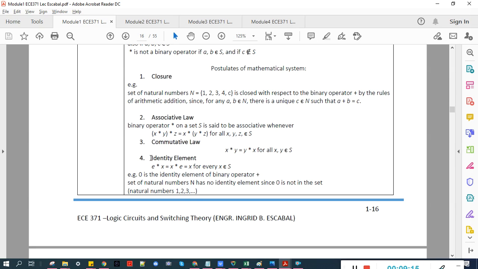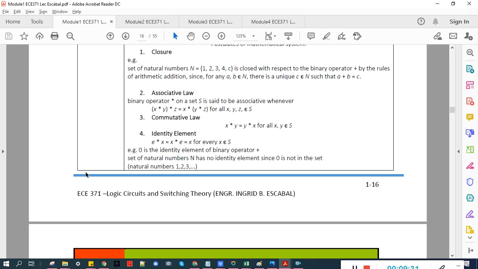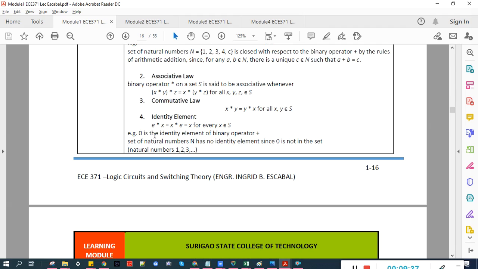That E is what we call the identity element. If we can find that value where the input is not affected, it's called the identity element for that certain binary operation. For example, 0 is the identity element of the binary operator plus, or addition.